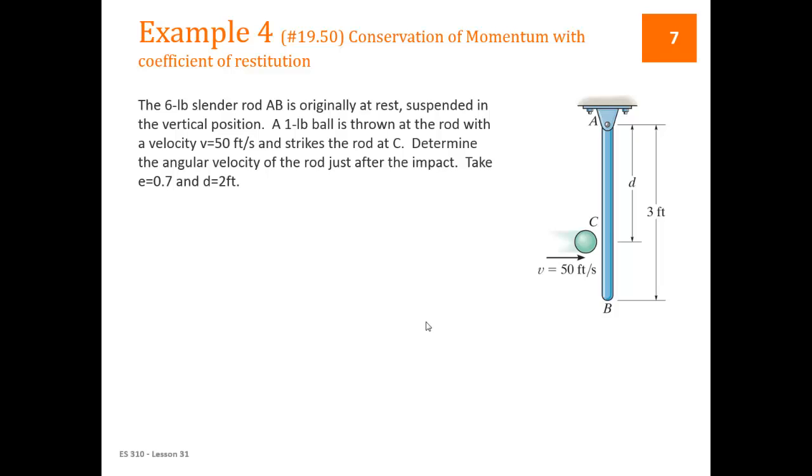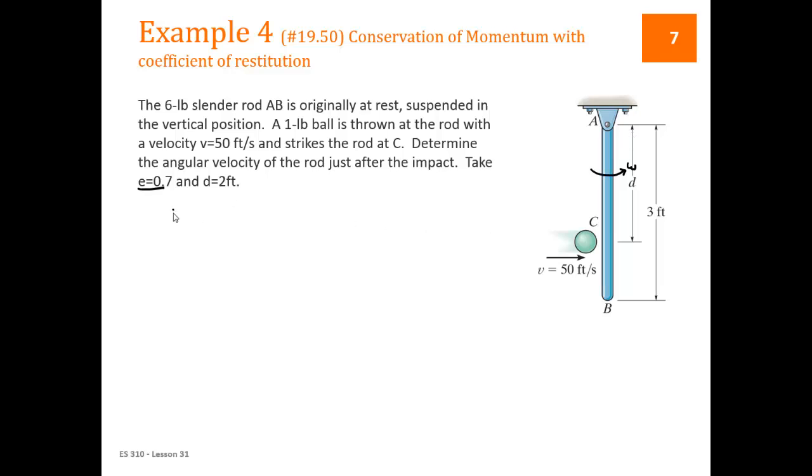Alright, our final example, example 4, we're going to use the coefficient of restitution. So we have a ball that comes in and hits a stationary bar at a distance d down from its pin, and we need to figure out what our omega is after impact.